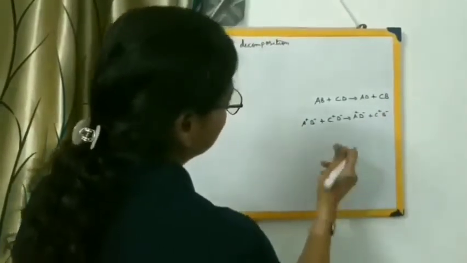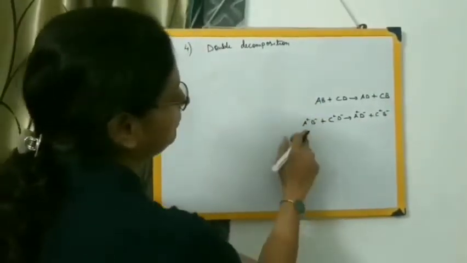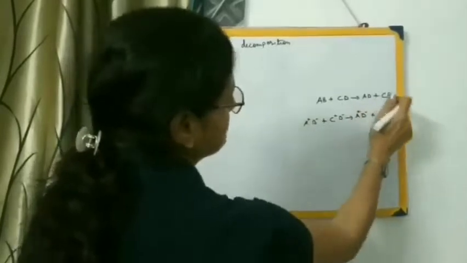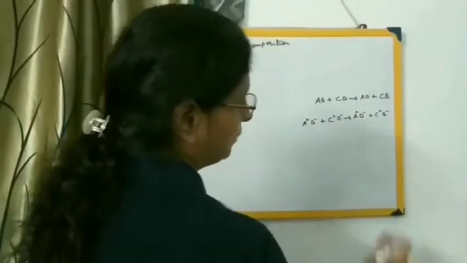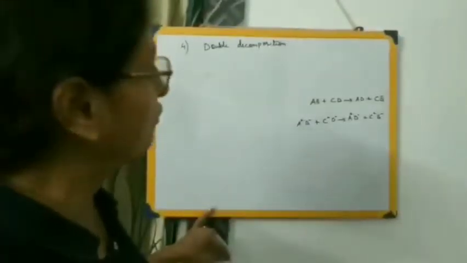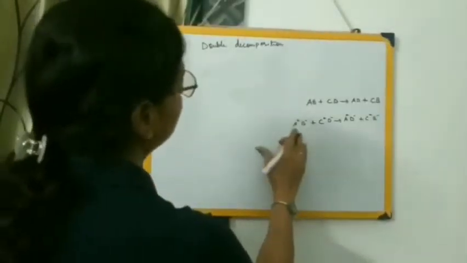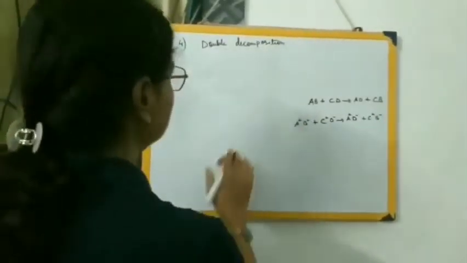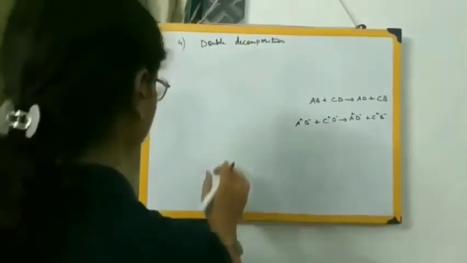So finally, if you remove the positive and the negative signs, we get AB plus CD gives AD plus CB. Can we write BC over here instead of CB? No, we cannot write BC, because always we have to write the positive ion first followed by the negative ion. So this type of reaction we call a double decomposition reaction. This is a general form of an equation which shows a double decomposition reaction.